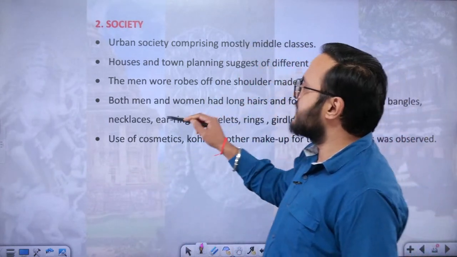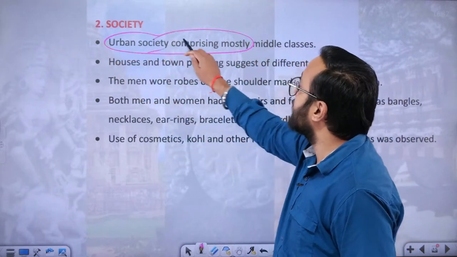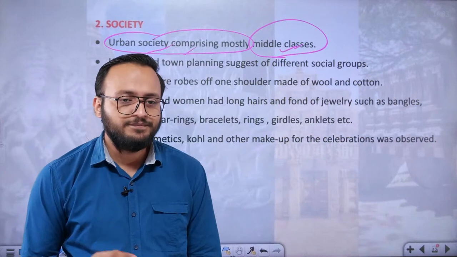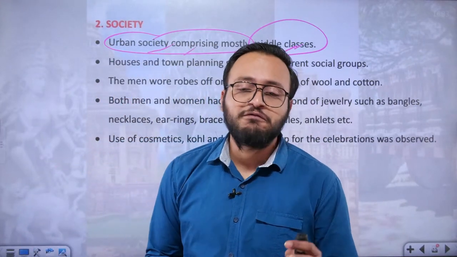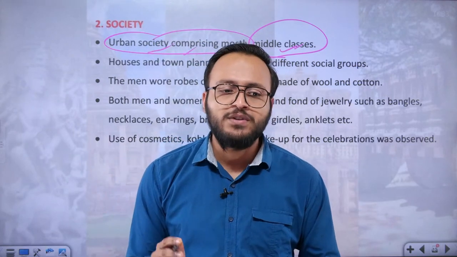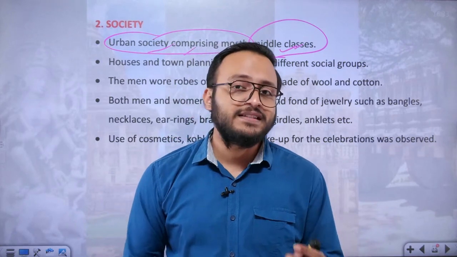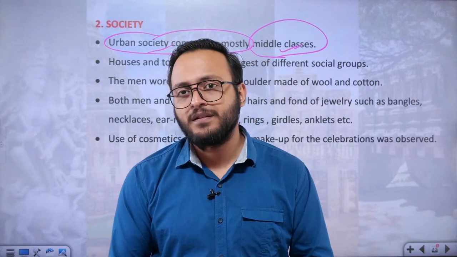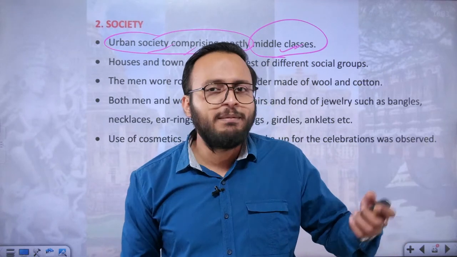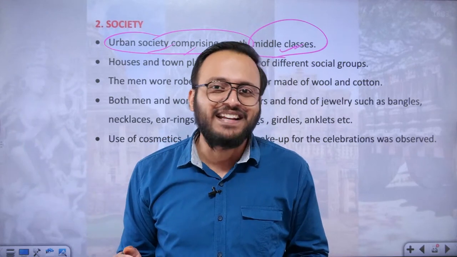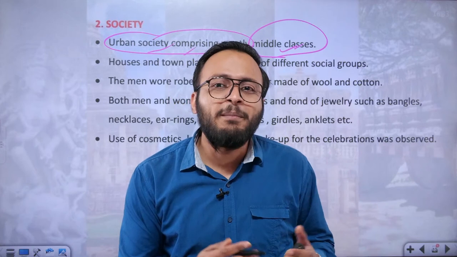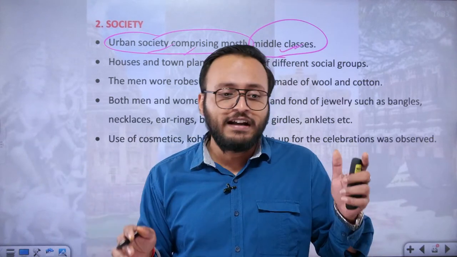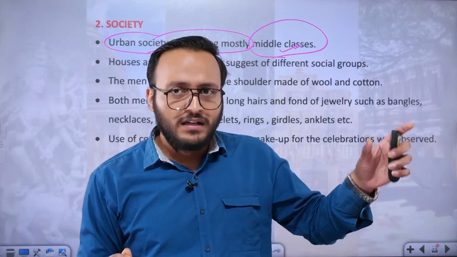Okay, so as far as the society is concerned, the Harappan society was primarily urban in nature, comprising mostly of the middle classes. And not just that, the differences which we have found in the town planning, the differences which we have found in the house construction, etc. So these differences automatically indicate that there were different social groups. For example, if you see my house, it will be different from the house of obviously Ambanis and Adanis. My house is simply a house of a middle class person, whereas the Ambanis' house is the example of a super rich person's house.